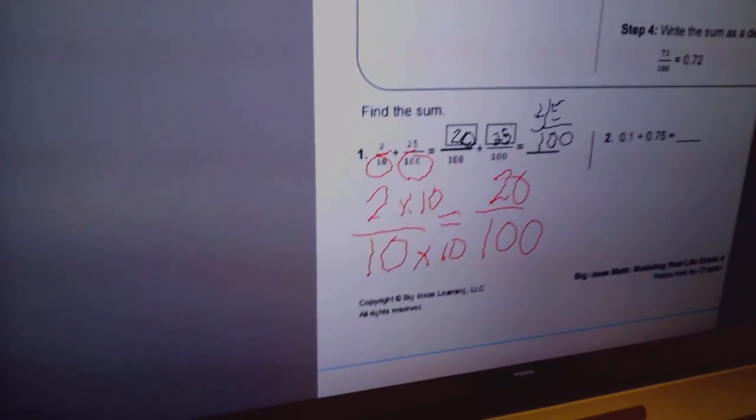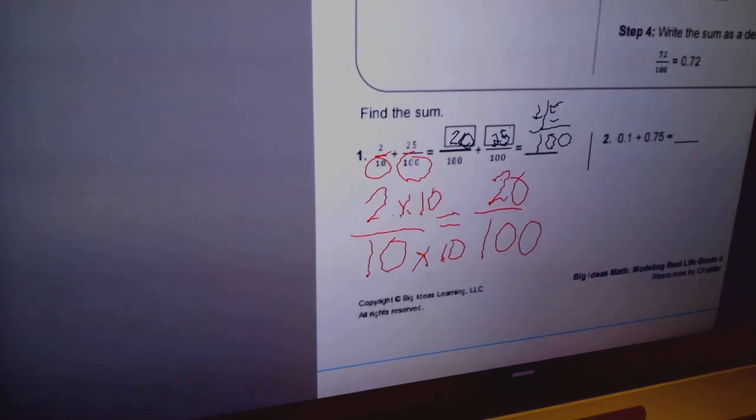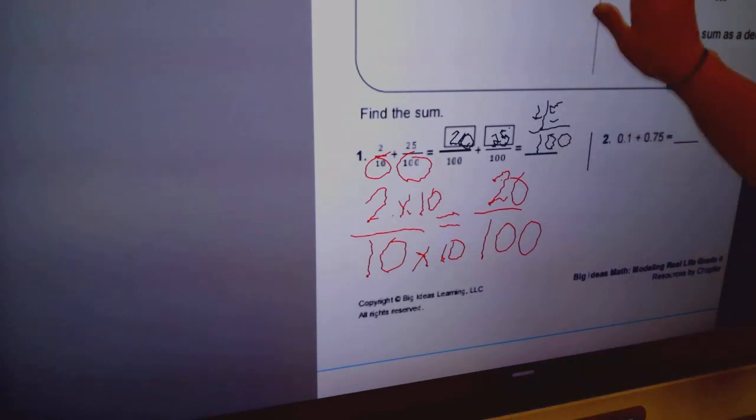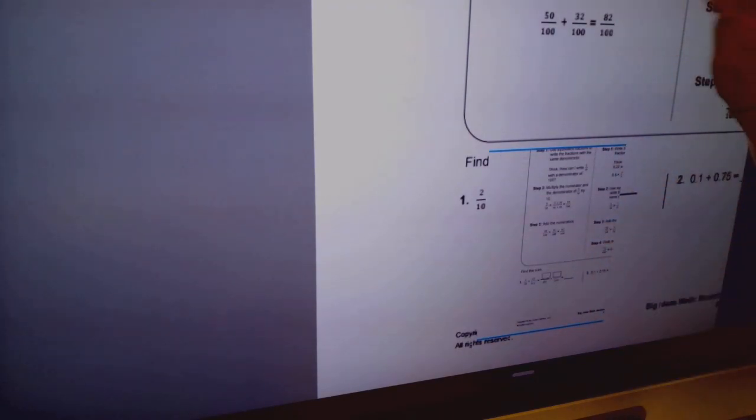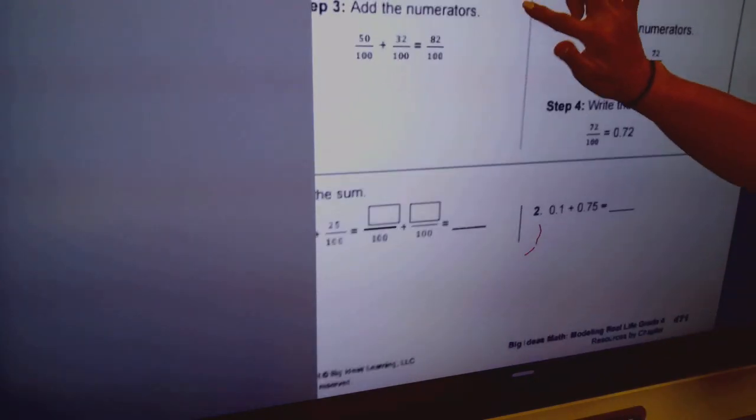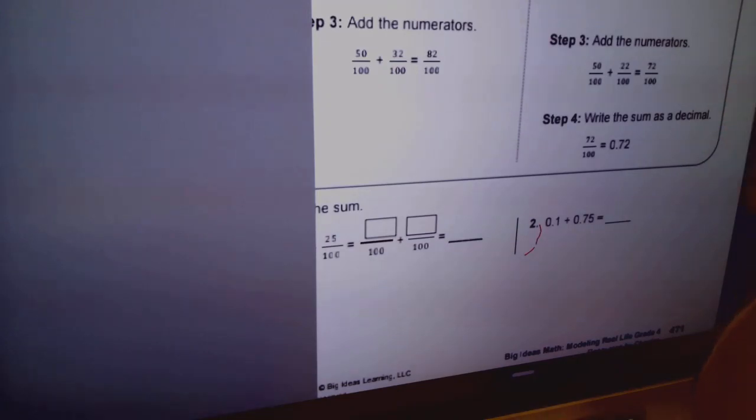We will make sure that we first change them to an equivalent fraction that has a common denominator. Then we can add the numerators. But that's not the only skill that we're looking at today. We're also going to be adding tenths and hundredths in decimal form.